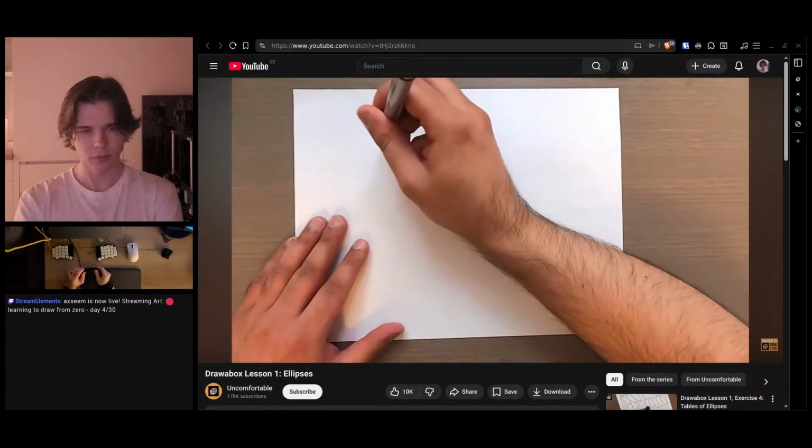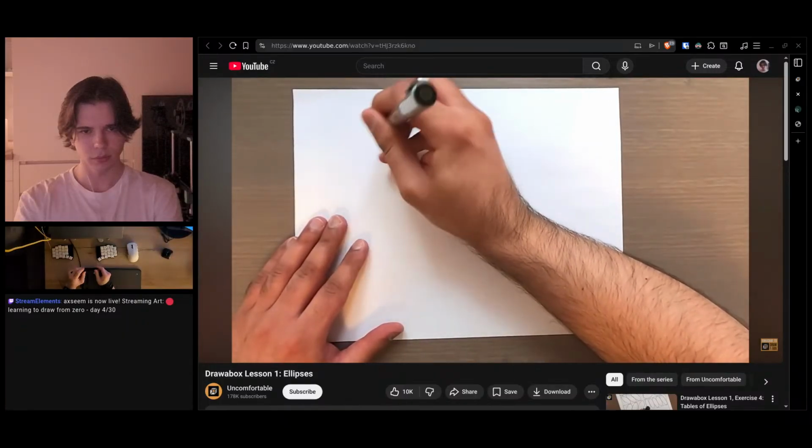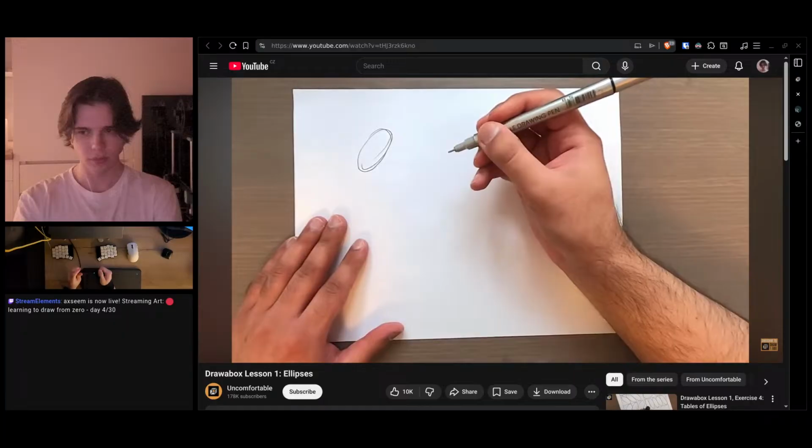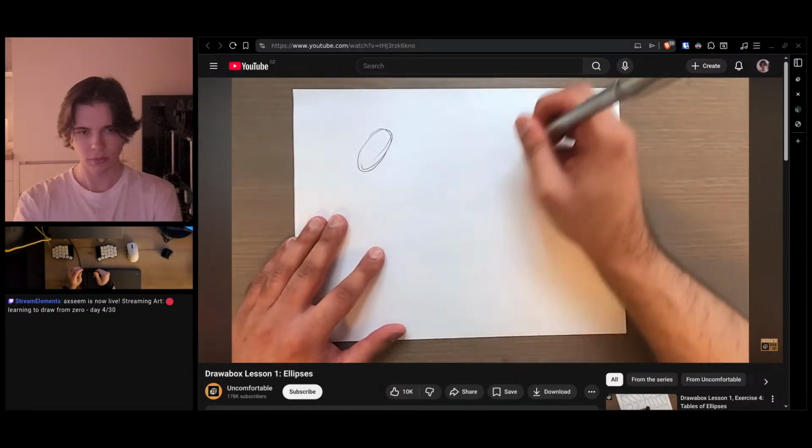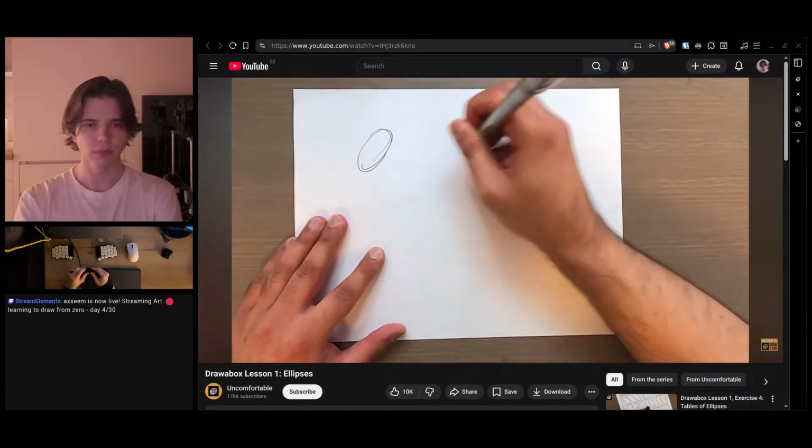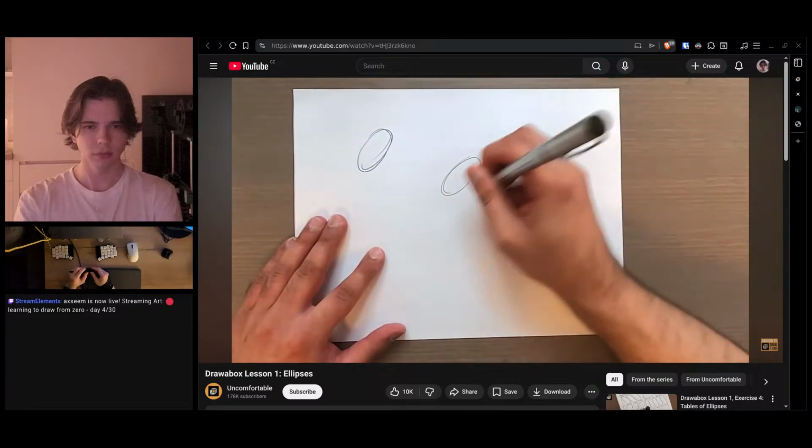So if you were to draw it using your wrist, you'd have a very limited range of motion, and your ellipse will probably come out pretty uneven. If you draw it with your shoulder, you can draw bigger ellipses, smaller ellipses, it doesn't matter. It will come out more smoothly.